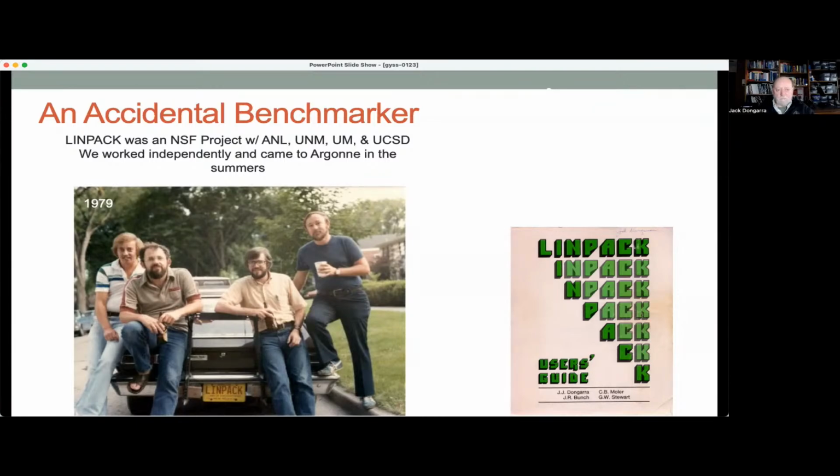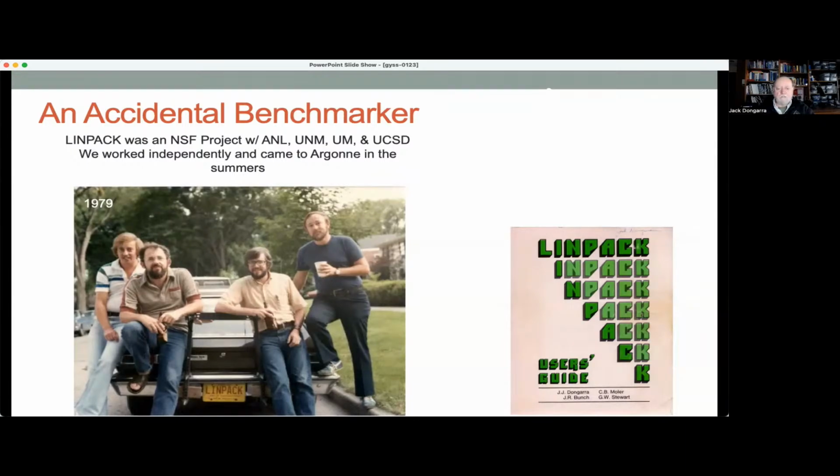In this picture, the person on the right is Jim Bunch from the University of California, San Diego. That's Pete Stewart from the University of Maryland, Cleve Moler from the University of New Mexico, and that's the 1979 version of me with a little bit more hair. That's my car that we're leaning on, with the license plate I had when I was a student at the University of New Mexico, and we worked on the Linpack project during that time.